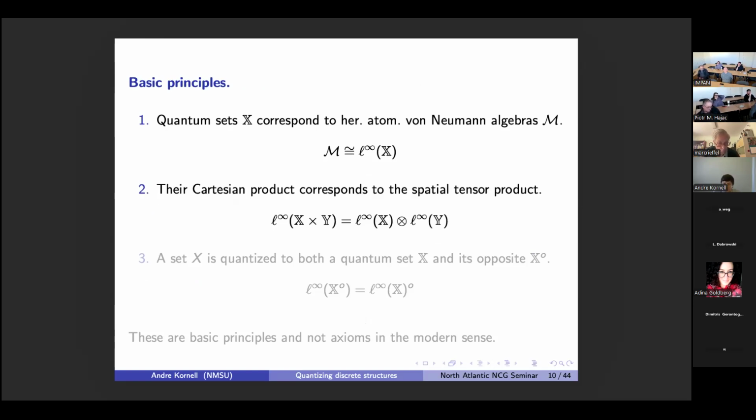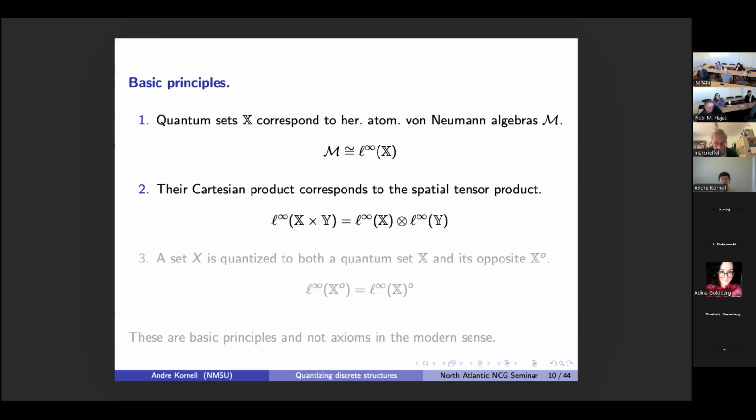Second basic principle, the Cartesian product corresponds to the spatial tensor product. That's something that's completely unsurprising for us as non-commutative geometers. One comment I'll maybe make here is it doesn't really matter how you try to define the tensor product, you're always going to end up with the same one. So in general, we're familiar with this phenomenon that there are lots and lots of tensor products. But these algebras are so simply structured that no matter how you try to define the thing, you end up with the same operation.